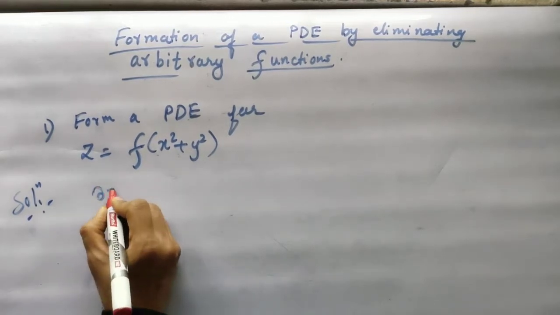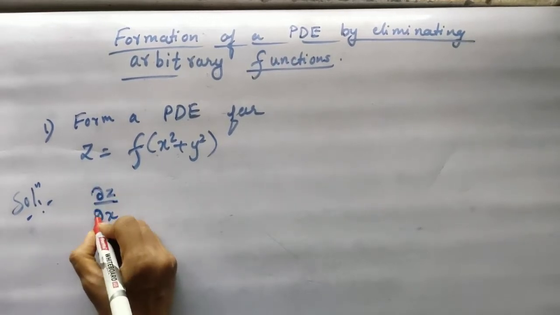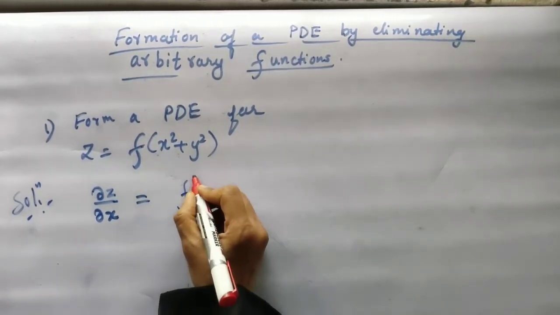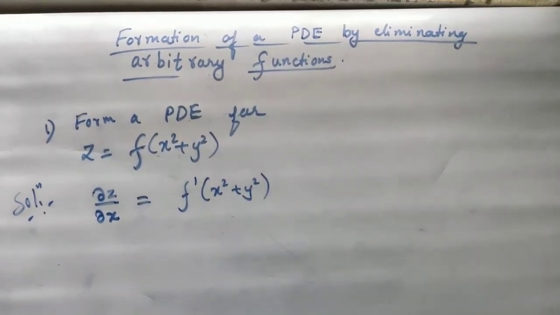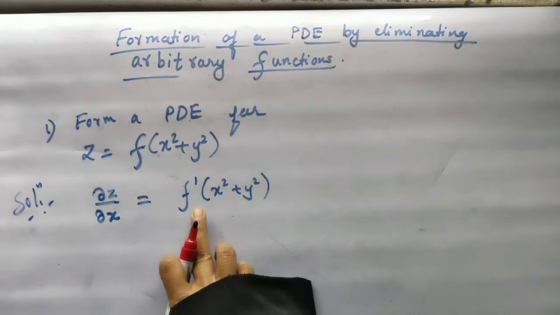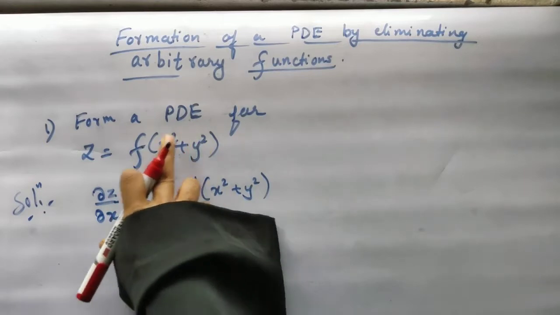How will you differentiate it? I will first consider dou z by dou x, that is the derivative of z with respect to x. So dou z by dou x will be the derivative of f with respect to x, treating y constant. So the derivative of f, I'll write simply as f dash of x square plus y square, because we don't exactly know how f of x square plus y square is defined. So that is why we are calling it an arbitrary function. So the derivative of that f with respect to x or y, we will denote by f dash of x square plus y square into the derivative of the bracket present with the function f.